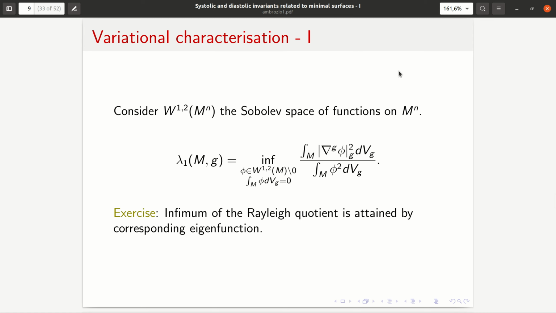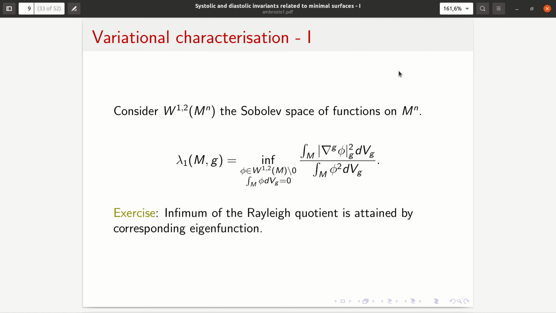I will leave you as an exercise to show that this infimum of this functional, called the Rayleigh quotient, is attained by a function phi that is the corresponding eigenfunction to lambda 1. Okay? So this characterization describes lambda 1 as the infimum of a functional on a given linear subset of the Sobolev space W^{1,2}. So you may think that, in a sense, this is similar to what Berger was thinking about with systoles.